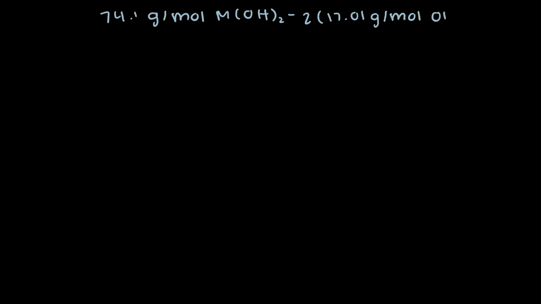Continuing on, we will now subtract the mass of 2 hydroxyl groups from the 74.1 grams per mole of our unknown to get the molar mass of just our unknown cation. Through this, we get 40.08 grams per mole of our unknown cation.